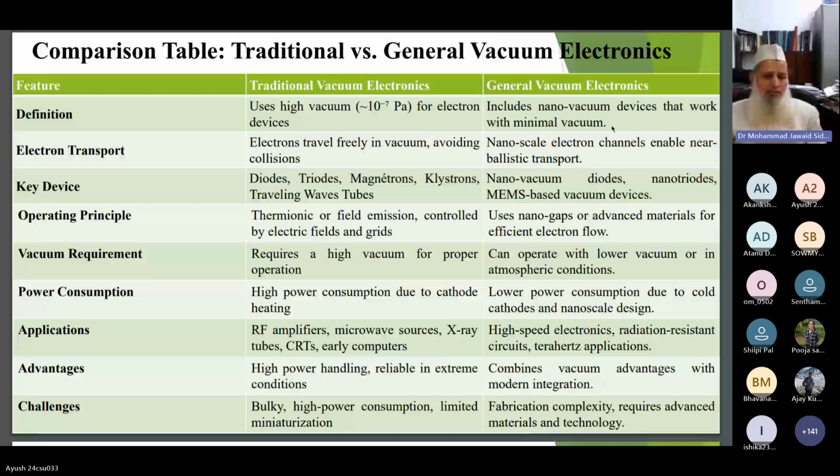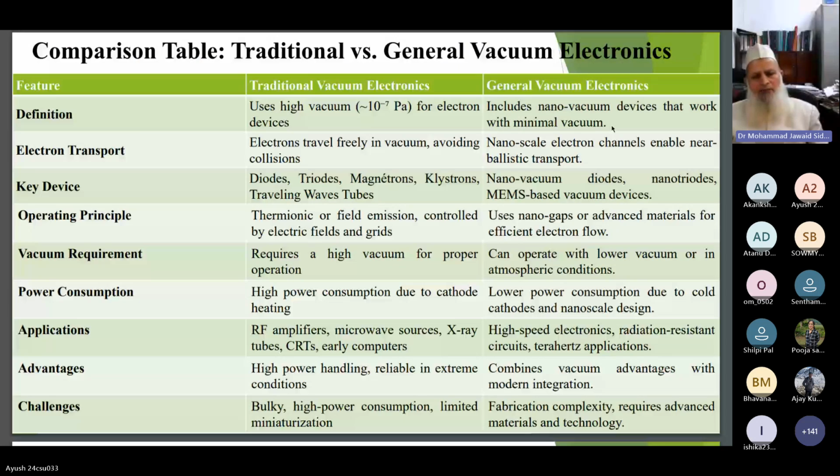So, as we know, these devices are bulky. As I told you, in my childhood, I have seen a radio receiver set that was the size of a desktop computer, a big size radio receiving set, because in that radio receiving set, the vacuum devices were used. So those vacuum devices are bulky and they use high power. But in nanoelectronics, of course, the fabrication complexity is there.